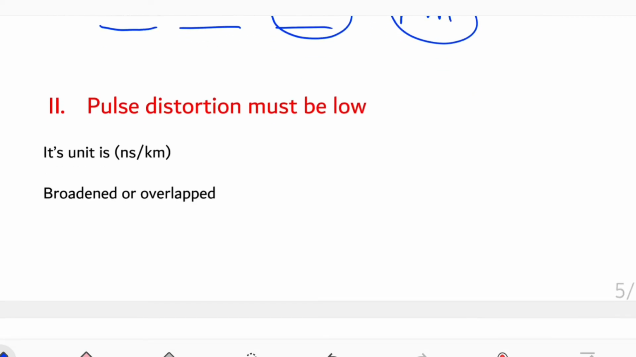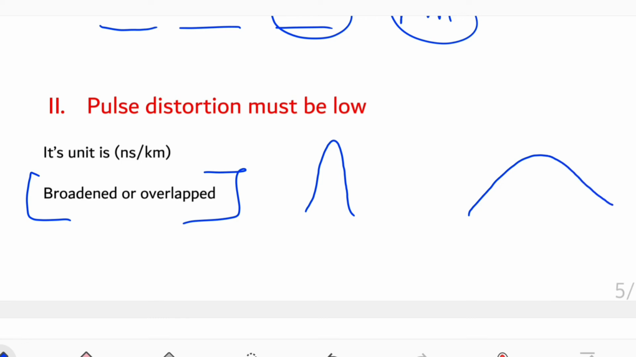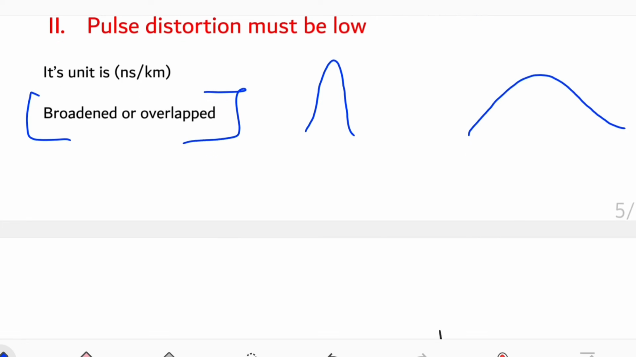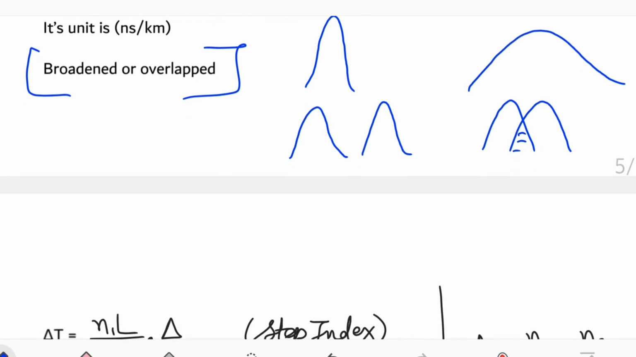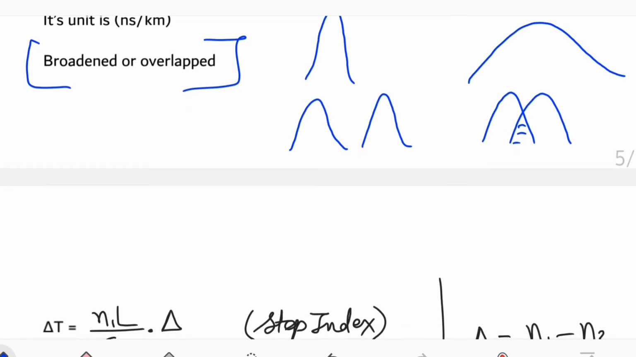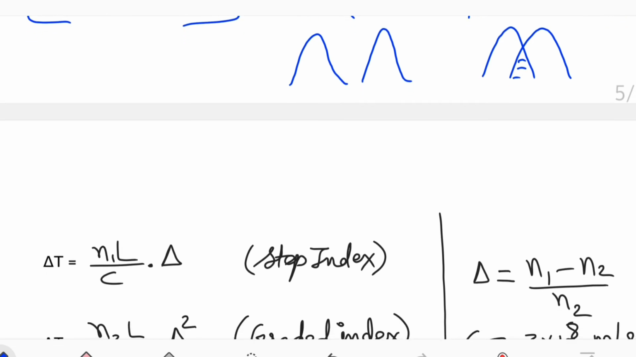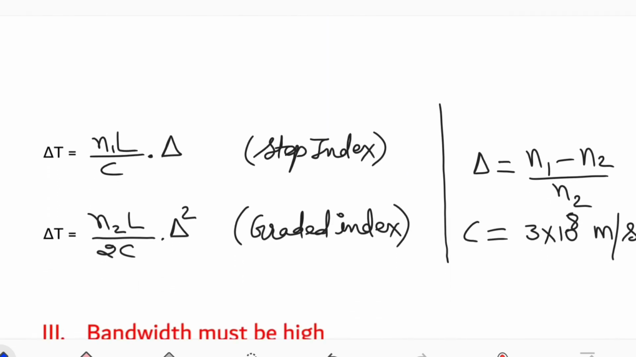The next one is pulse distortion. As I have said, in pulse distortion, generally we have two components, broadening and overlapping. If there is a pulse which we are sending like this, and at the receiving end we are getting it like this, this phenomenon is known as broadening. Overlapping is like, for example, we are sending two pulses like this, and at the output we are getting it like this. In case of overlapping, there is a loss of information in this particular area. This is also one of the major drawbacks, which we don't want in our communication system, basically in the optical communication system.